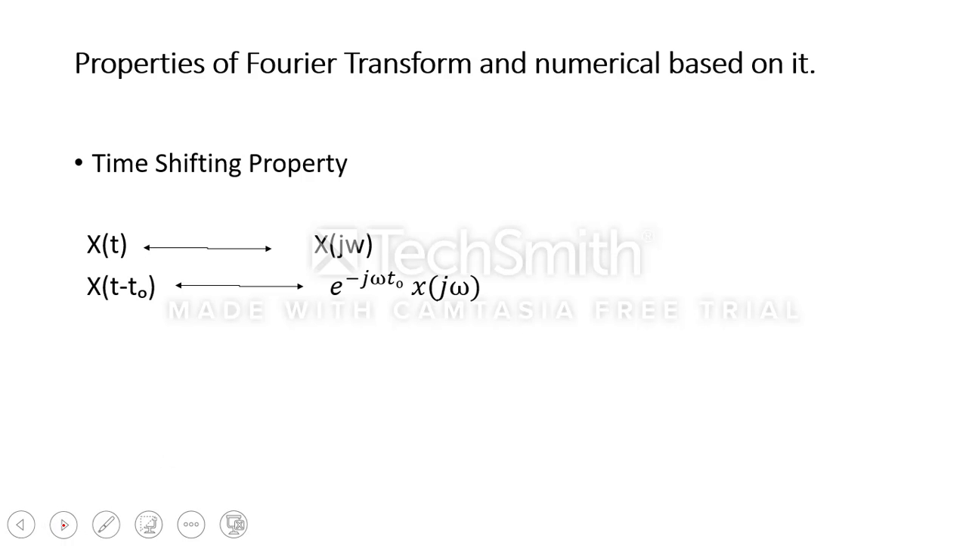The topic which I am going to cover in this lecture will be the properties of Fourier transform and the numerical based on it. First property is time shifting property. We know that if x(t) is there, its Fourier transform will be X(jω), and if x(t − t₀), meaning time shifting is there, then an exponential term will get multiplied with the Fourier transform, with the same sign. If −t₀ is there, then e^(−jωt₀) will come over here, then X(jω).